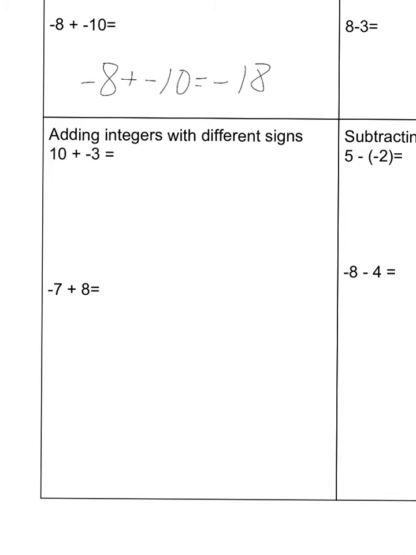Okay, so because 10 has a larger absolute value and it's positive, I know my answer will be positive. 10 plus negative 3, so I subtract the absolute values, so 10 minus 3 is 7, and my answer remains positive because 10 has the larger absolute value. Okay, go ahead and try the next one on your own. That would be this problem right here.